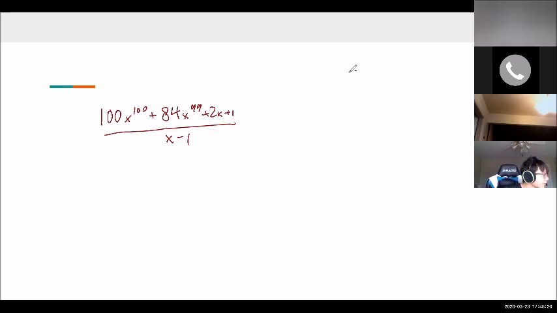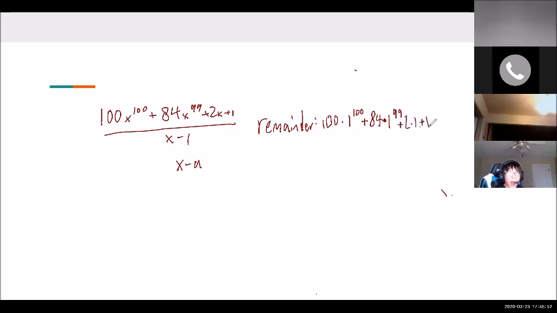But anyways, the remainder would just be plugging 1 into this, because as you remember, the remainder theorem is just when you divide by a linear term like x minus a, the remainder would just be p of a. So it would be 100 times 1 to the 100 plus 84 times 1 to the 99 plus 2 times 1 plus 1. And as you can see, this would just be equal to 187. And remember that you plug in 1, not -1, because over here it's x minus a, so then a would just be equal to 1. I hope you all understand this example.